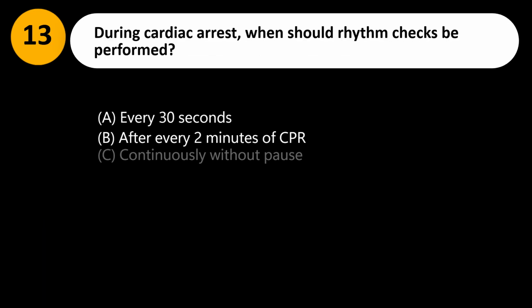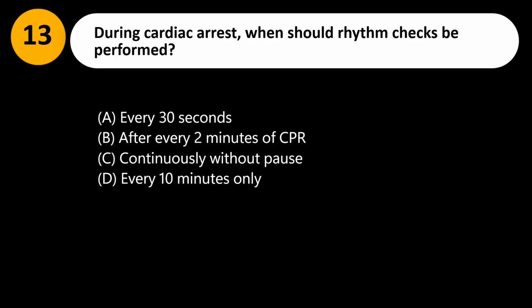During cardiac arrest, when should rhythm checks be performed? A. Every 30 seconds. B.